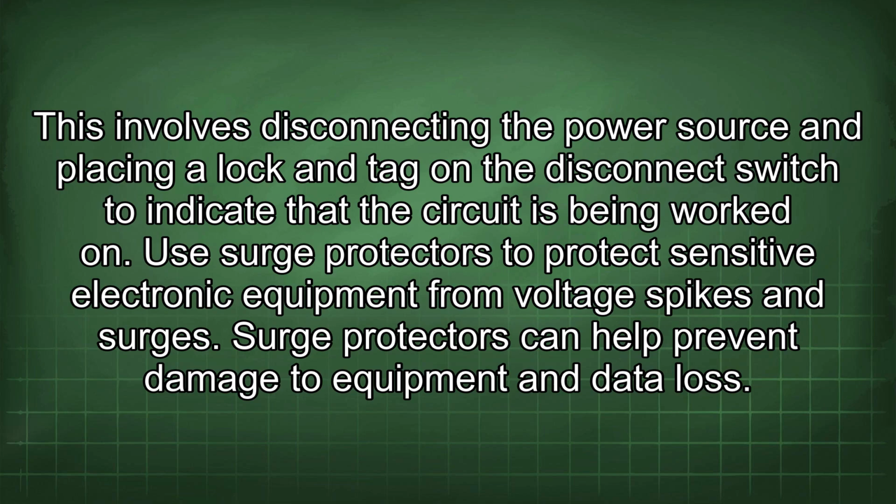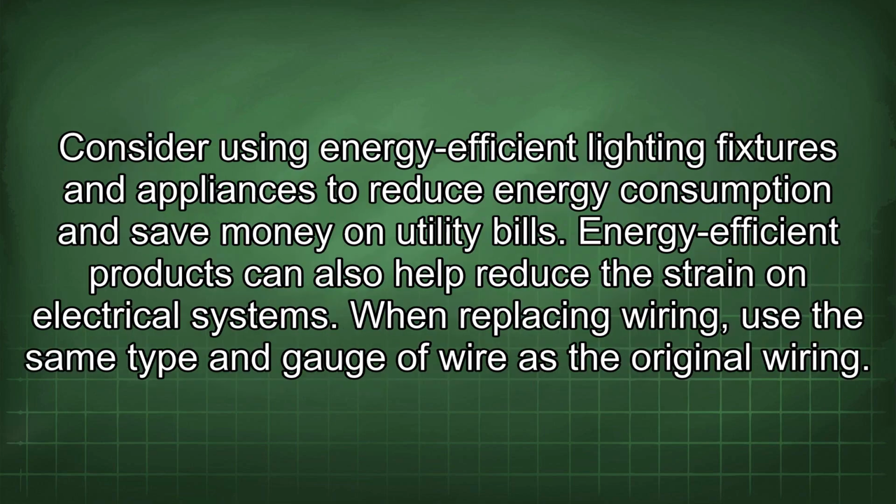Use surge protectors to protect sensitive electronic equipment from voltage spikes and surges. Surge protectors can help prevent damage to equipment and data loss. Consider using energy-efficient lighting fixtures and appliances to reduce energy consumption and save money on utility bills. Energy-efficient products can also help reduce the strain on electrical systems.